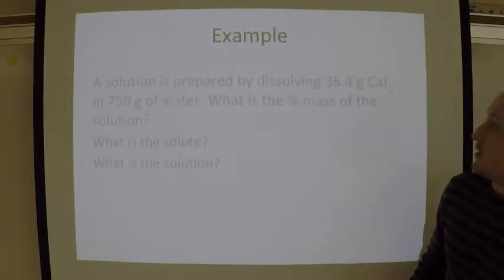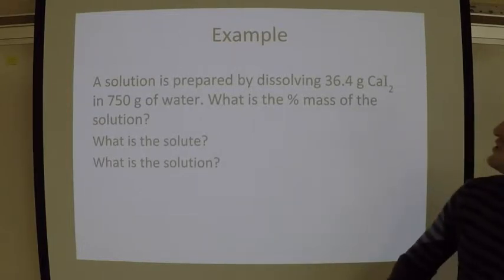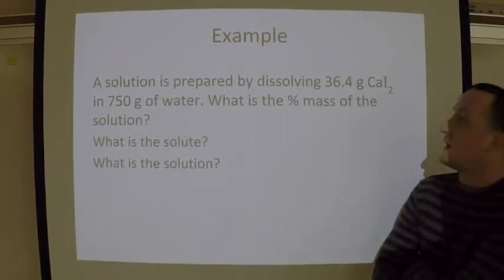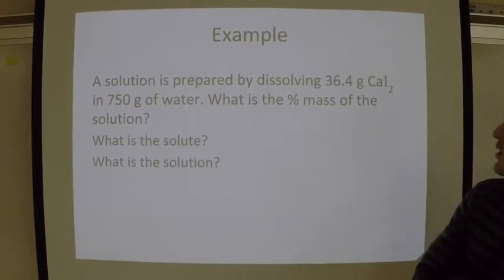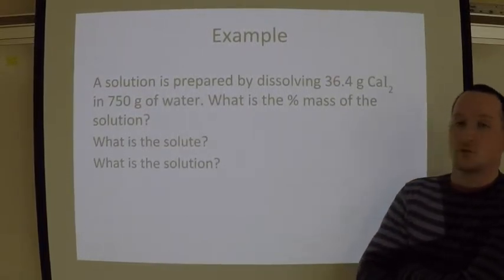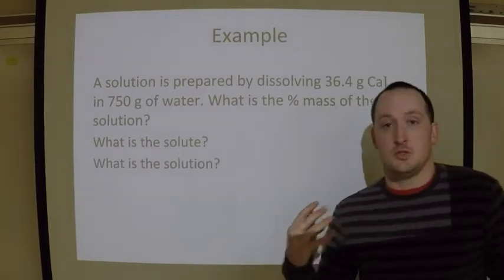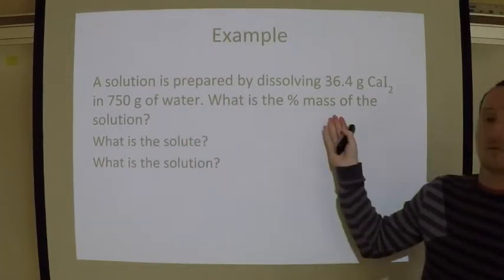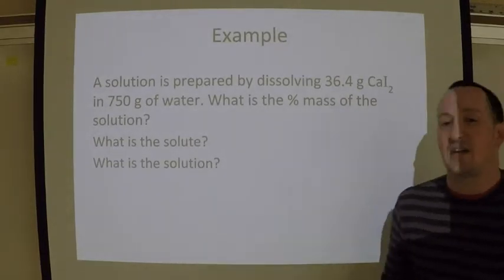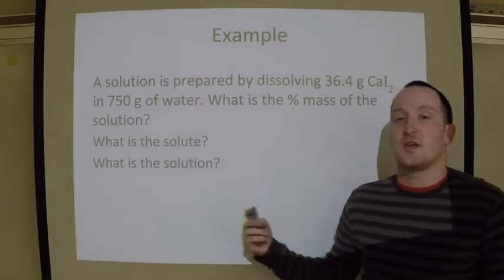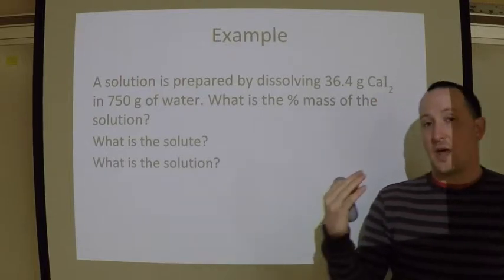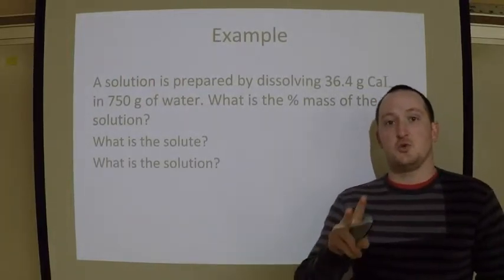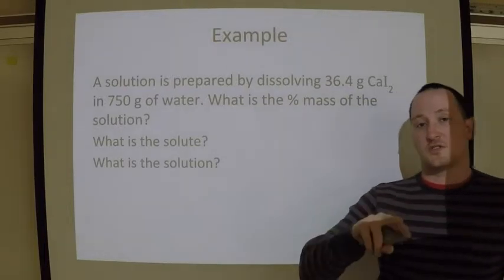So here we go. It says a solution is prepared by dissolving 36.4 grams of calcium iodide in 750 grams of water. What is the percent by mass of the solution? So in order to do this problem, I have to identify what thing is my solute, what's the thing getting dissolved, and what's the thing that is my solution. Remember, a solution has two components. It has the solute and the solvent.